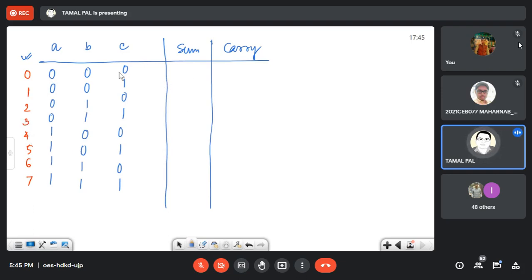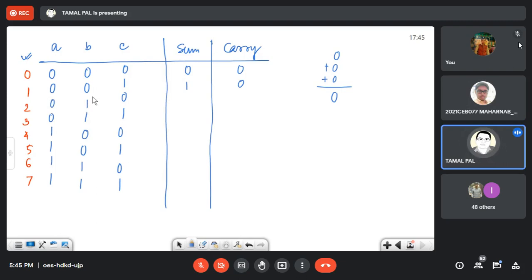Now, what is the sum? When 3 digits are added, sum is 0, carry is 0. If you have some problem with it, then you add in this way. Sum is 0 and there is no possibility of carry. For 0, 0 and 1, sum is 1, carry is 0. Any doubt? No, sir, understood.